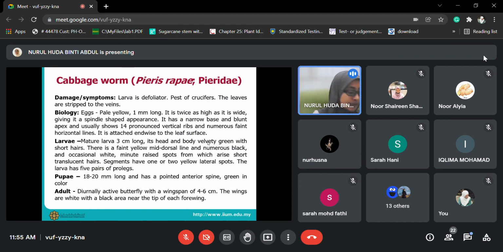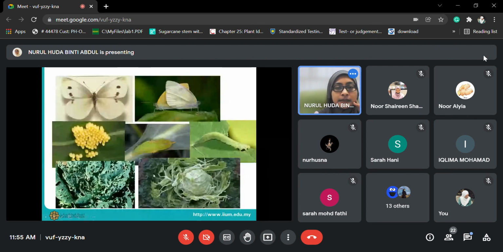And then we have cabbage worm, okay, Pieris rapae, also defoliator. Okay, this one is a bit bigger, and this one, Pieris, is actually butterfly. Instead of moth, it's butterfly. Okay, they have colors. You can read this part, okay, the larvae, pupae, and adult. But here I want to show you the colors, okay.